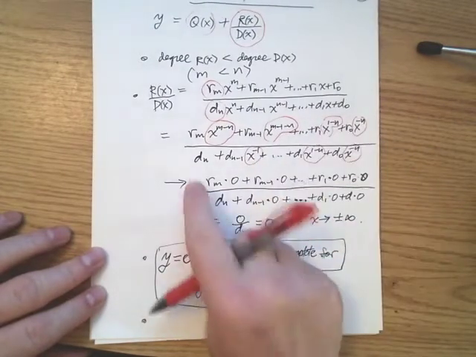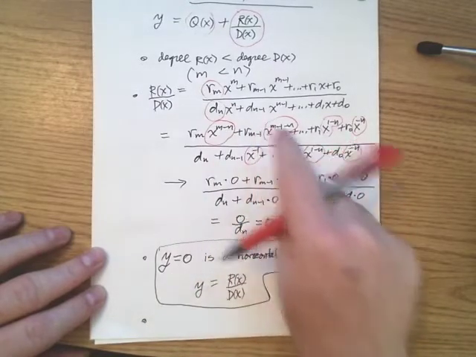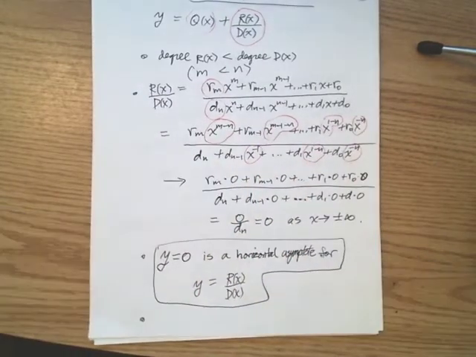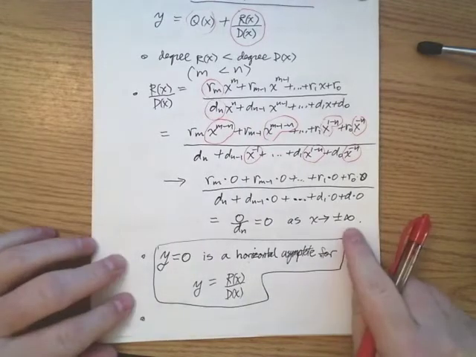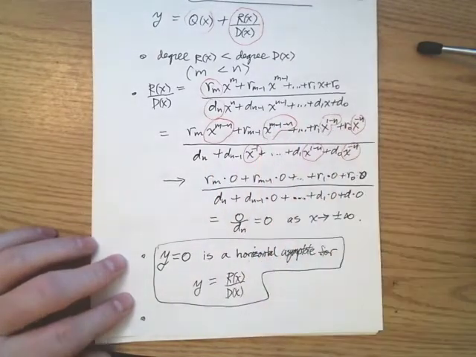Except for that guy right there, that actually has x to the 0 power. All these have a negative power on x. Now, just like in our last video, if I've got a negative power on x and x is approaching plus or minus infinity, these would go to what? 0.